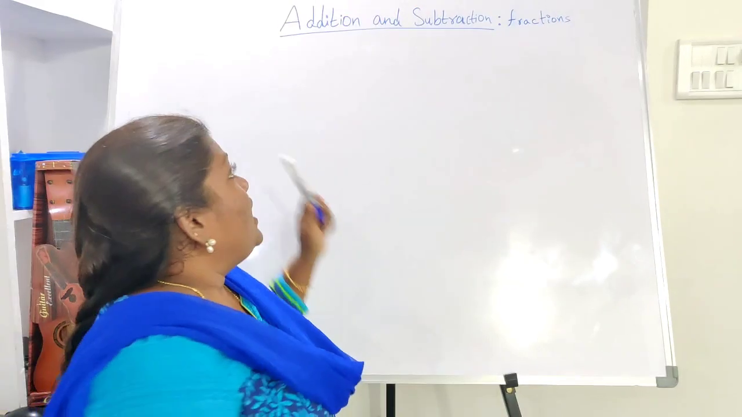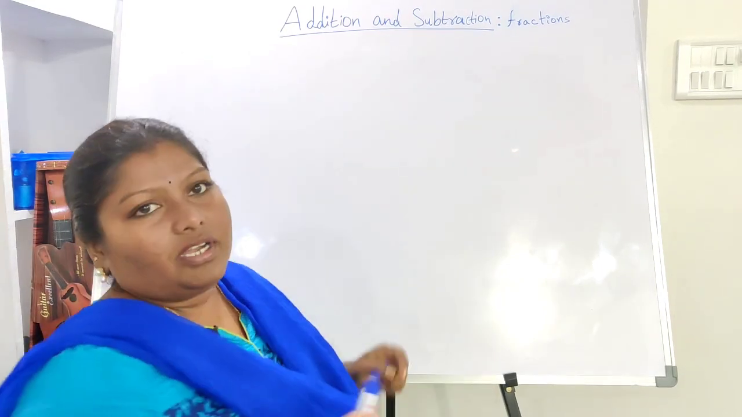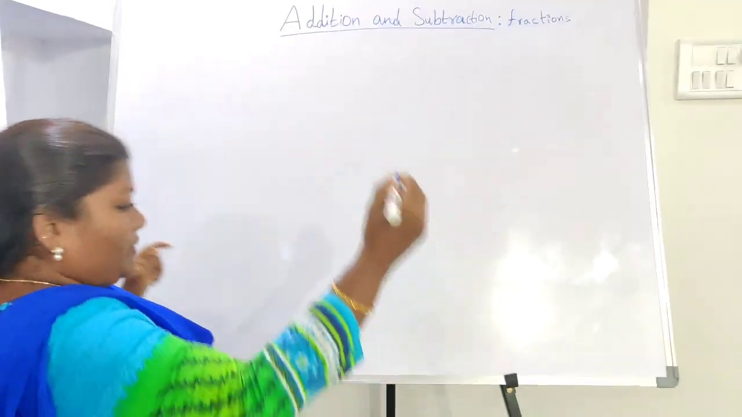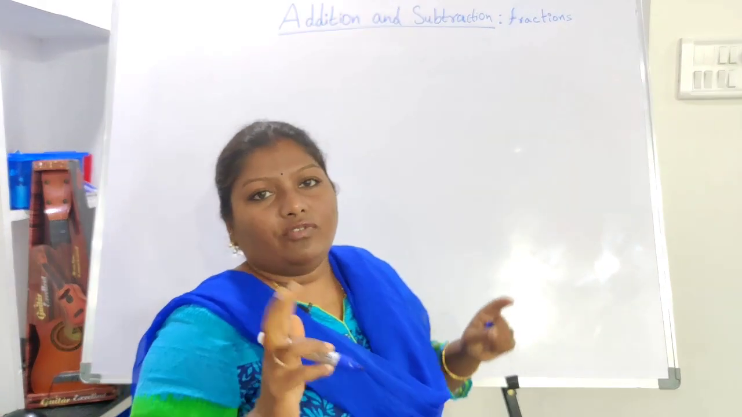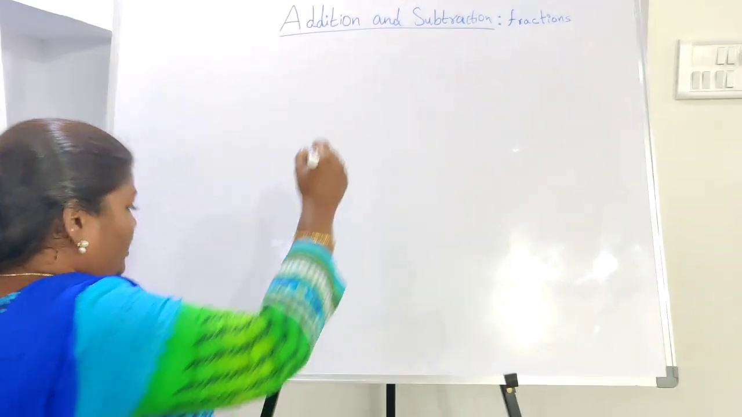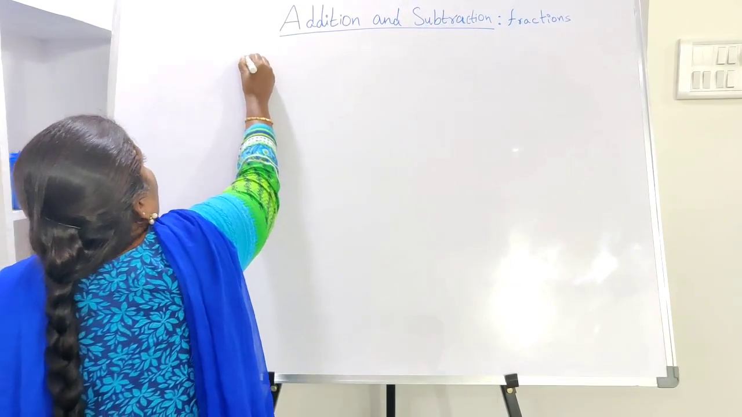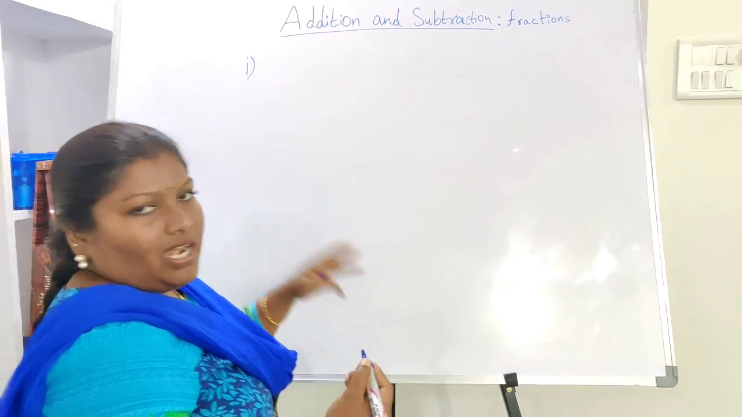Today's topic is addition and subtraction of fractions. So let's learn how to do these problems. Now, as we all know, we have fractions of two types, like fraction and unlike fraction. The first one, which is simpler, is the like fraction, so let me first explain about that and then we will go for the unlike fraction.